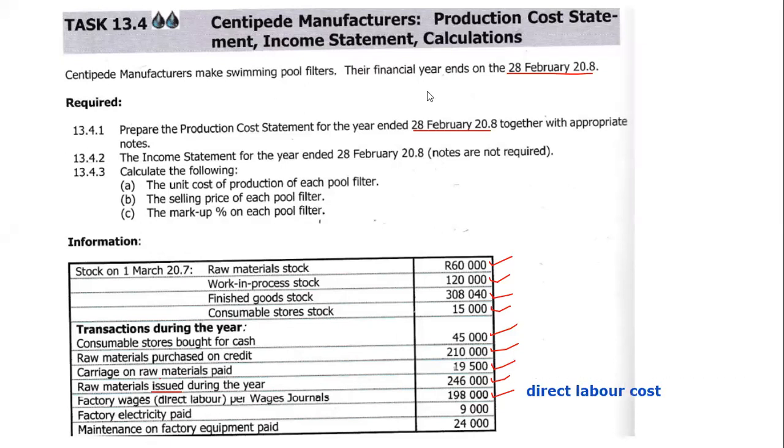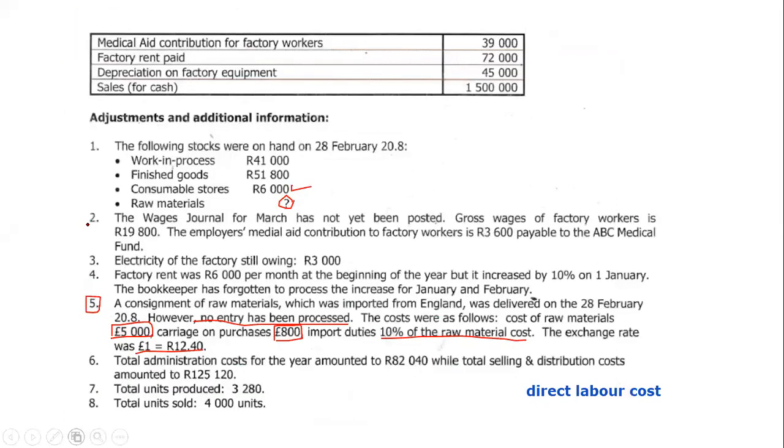I'm just going to check. Obviously you'll have the reading time and you'll have time to check what's next. And I will simply go to the next note. The only thing that talks about wages says the wages journal for March has not been posted. Note that March is the next financial year. Well, I don't know, they didn't specify which March here. And then they said gross wages of factory workers is 19,800. The employer's medical aid contribution for factory workers is 3,600 payable to ABC Medical Fund.